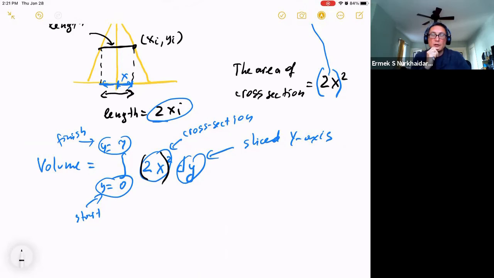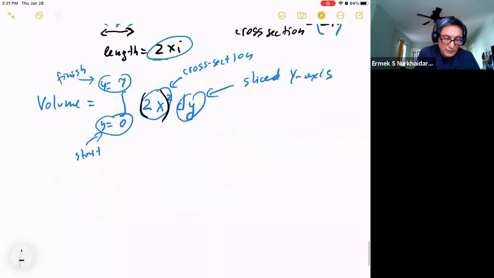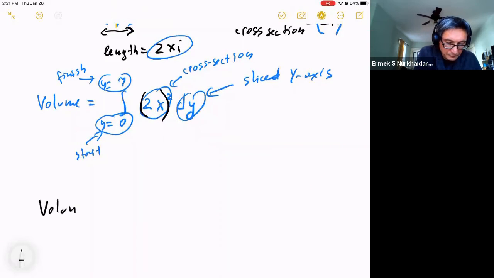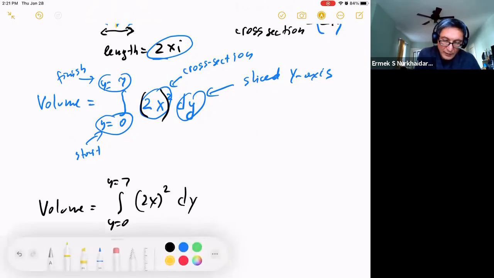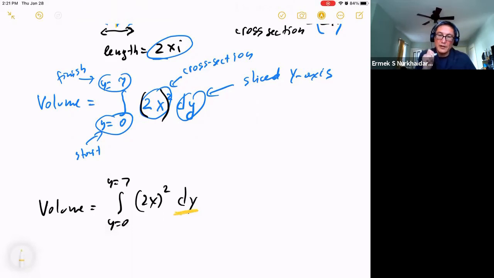Because we have a square base, a square cross section, that's area, so length squared, length is 2x, and so we're going to do (2x) squared. I have to be careful with parentheses, so don't forget about parentheses. One more time, volume equals integral from y equals 0 to y equals 7 of (2x) squared dy. Don't forget that's the indicator, it says that everything should be in terms of y. So we need to express x in terms of y.